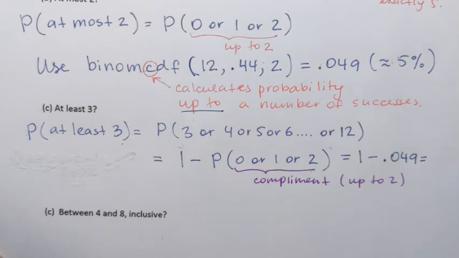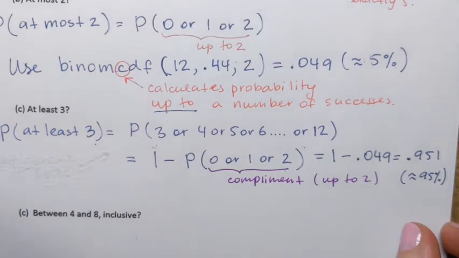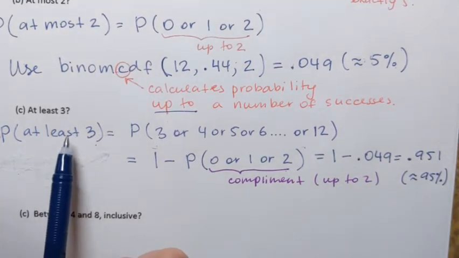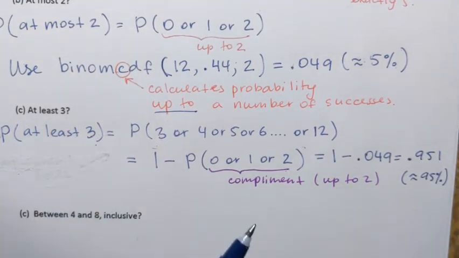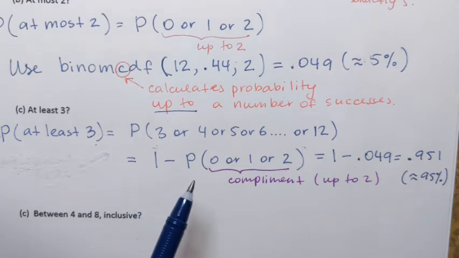And that is 0.951, or approximately 95% chance. So it's very likely that he's going to make at least 3 3-point shots. So that's the way to calculate this kind of probability.